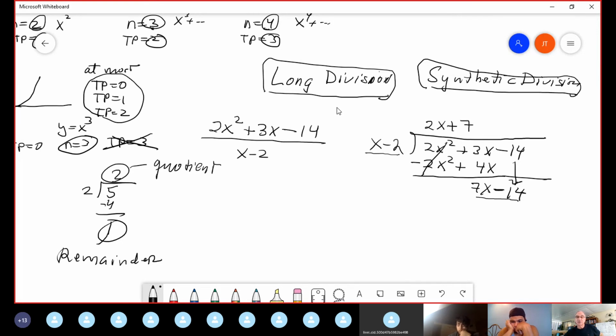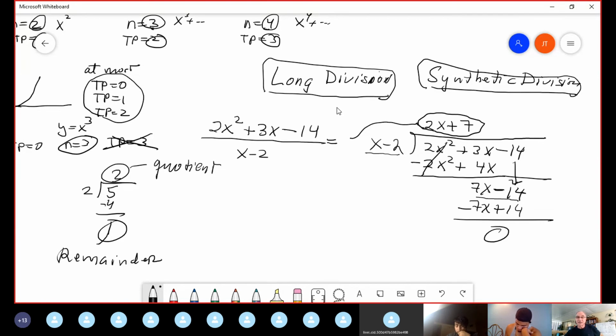This is plus 7. 7 times x is 7x. 7 times negative 2 is negative 14. By subtracting, change the sign. In this case, by coincidence, the remainder is 0, and the answer of this division is just this. Any questions?